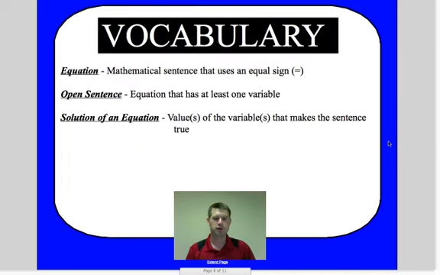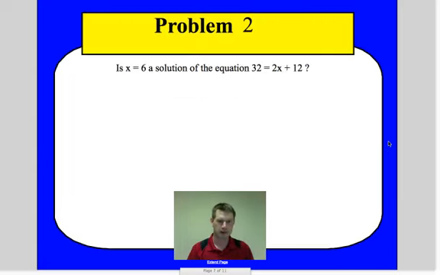So a solution of an equation is a value or values of the variable or variables that make the statement true. So if we find a value that does fit that variable to make this sentence true, then that would make it a solution. So we'll look at that.